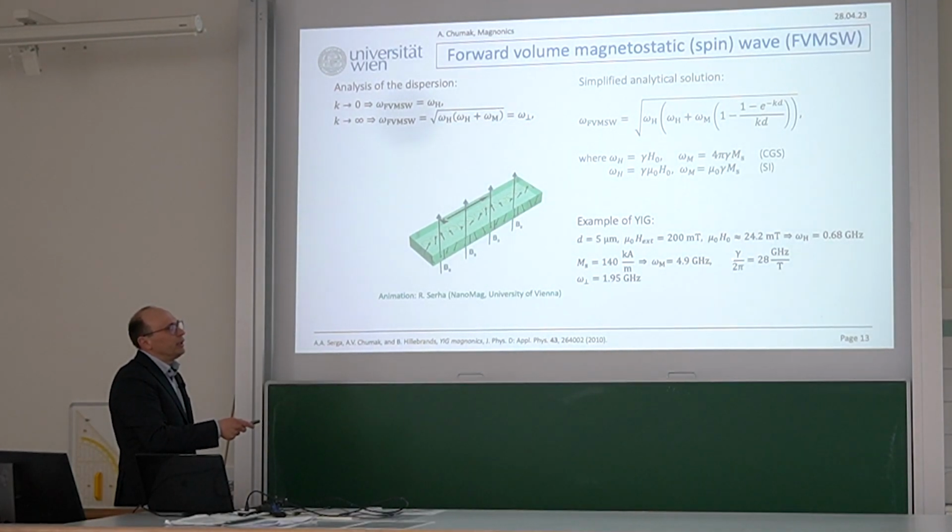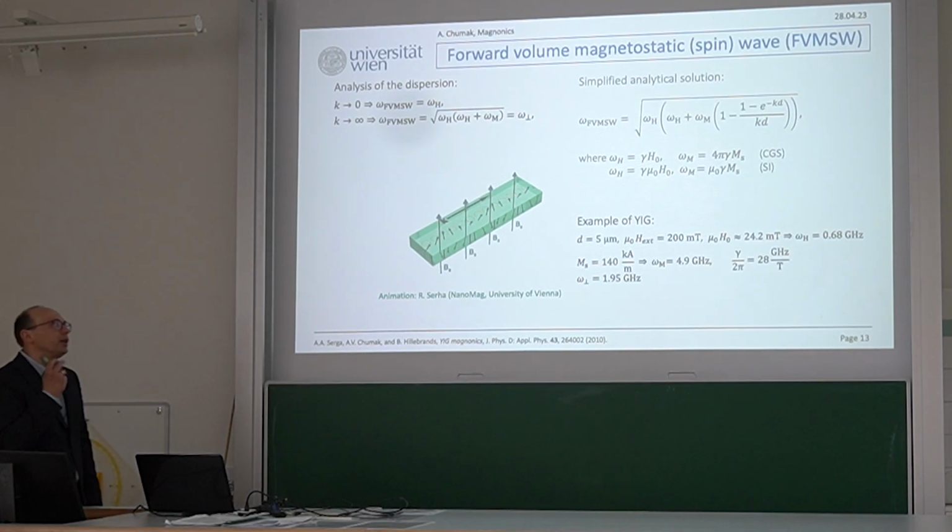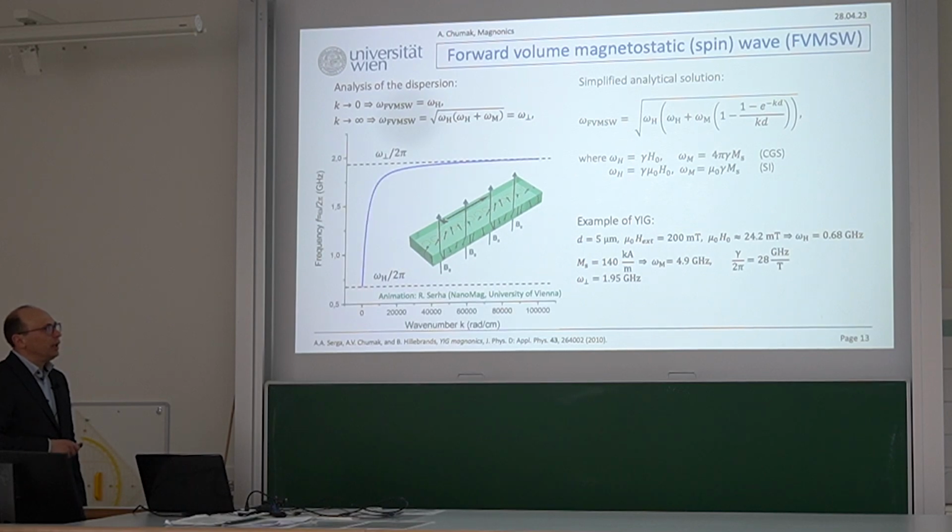If you calculate it, this gamma, if you want to have it quick and easy, you just take gamma over 2 pi, 28 gigahertz per Tesla. And then you can immediately plug everything in, and you will see what the dispersion is. And that's what we have. Omega h, omega perpendicular. And so 0 is here, so it's not here, but at this point. And you see that it behaves like this.